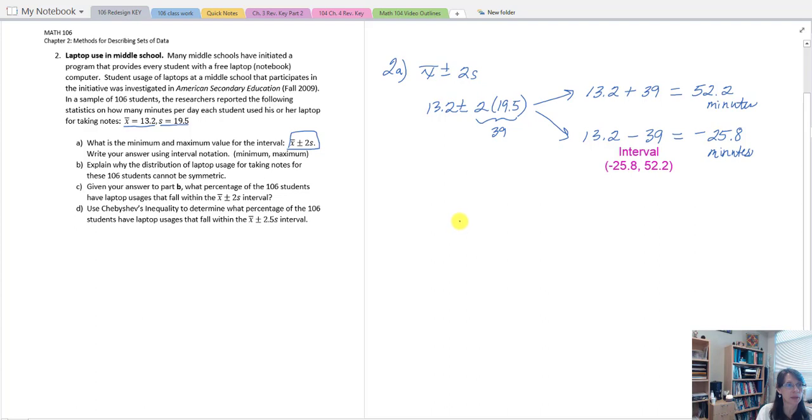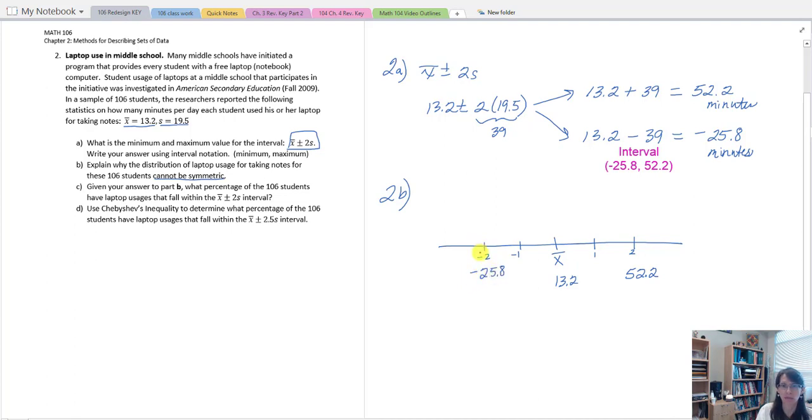Now that we've calculated them, for part B, we're going to explain why the distribution of laptop usage for taking notes for these 106 students cannot be symmetric. So for part B, it might be helpful to try to think about what this curve might look like. So I know I can mark the mean. That's x bar is 13.2. And I know that 1 standard deviation and 2 standard deviations would be to the right. So at 2 standard deviations, we have 52.2. And 2 standard deviations to the left, our calculation was negative 25.8.